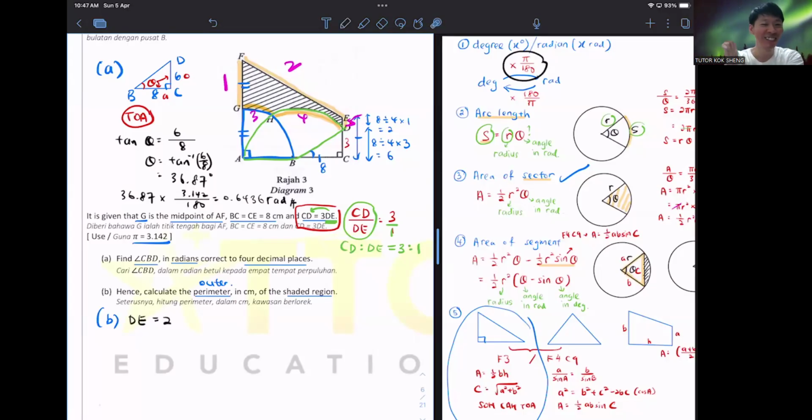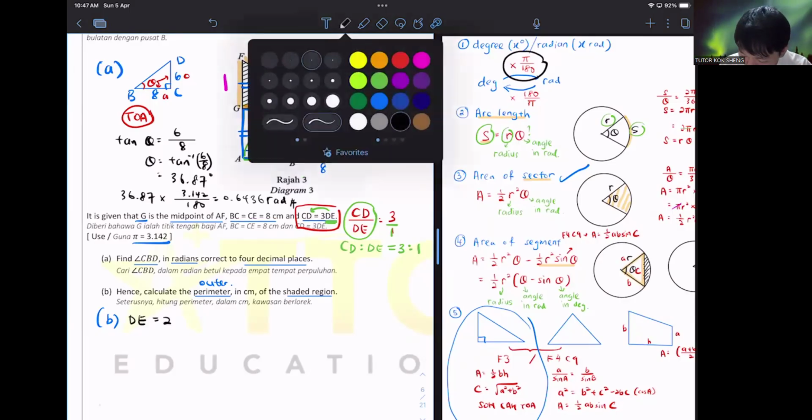The rest we don't have, but okay, no problem. Let's find out one by one. I start with 3 and 4 first, GH and HD. These two are actually the arc length of the circle, the blue color and the green color. But you're not finding the whole arc length, you're only finding part of it.